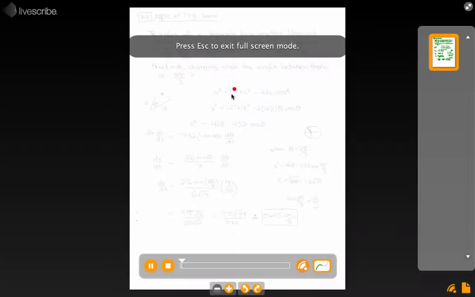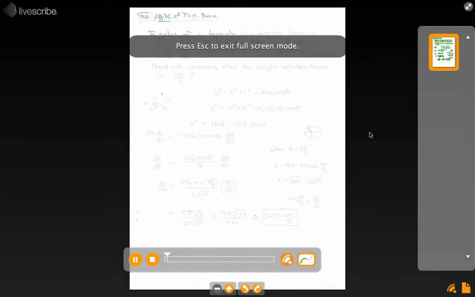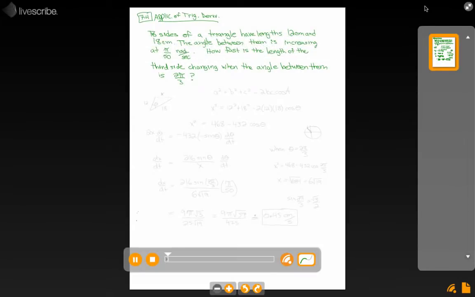This comes out of section 7.4, applications of trig derivatives. It says two sides, yikes, spelled "two" wrong, that's good. Two sides of a triangle have lengths 12 centimeters and 18 centimeters. The angle between them is increasing at pi over 50 radians per second. How fast is the length of the third side changing when the angle between them is 2 pi over 3?